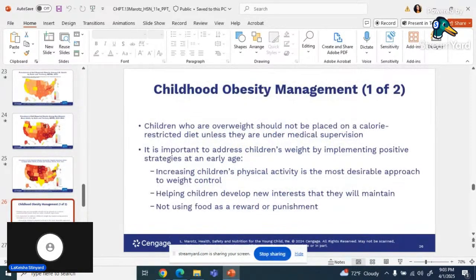Children who are overweight should not be placed on a calorie-restricted diet unless they are under medical supervision. It is important to address children's weight by implementing very positive strategies at an early age, because you don't want to make a negative impact on them. Just think how you would feel if you were obese as a child, and somebody was talking to you in a bad way to make you feel negative about your weight.